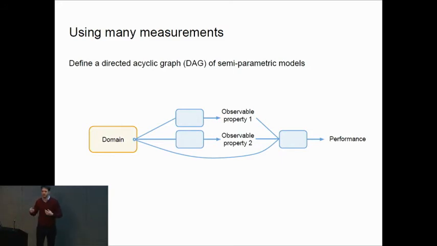What's nice about this way of expressing things is that, A, it's very easy to express this sort of DAG. And B, it's also very easy to do inference on this, because every time I evaluate my objective function, I observe the performance at the end, but I also observe these two properties. So I can use the conditional independence to just perform inference on this semi-parametric model, that semi-parametric model, and that semi-parametric model separately. I don't have to worry about the joint inference problem because I have this conditional independence.